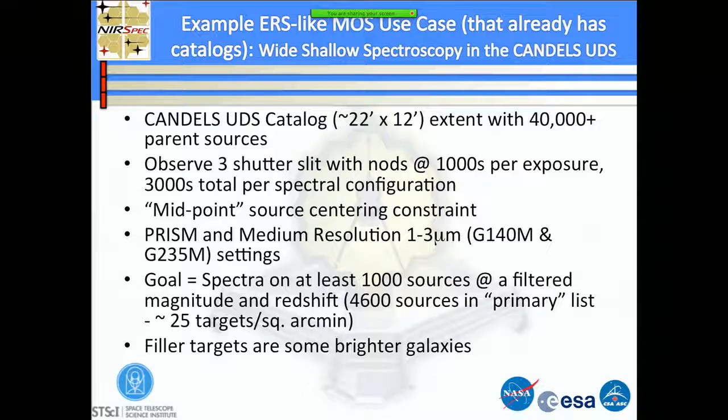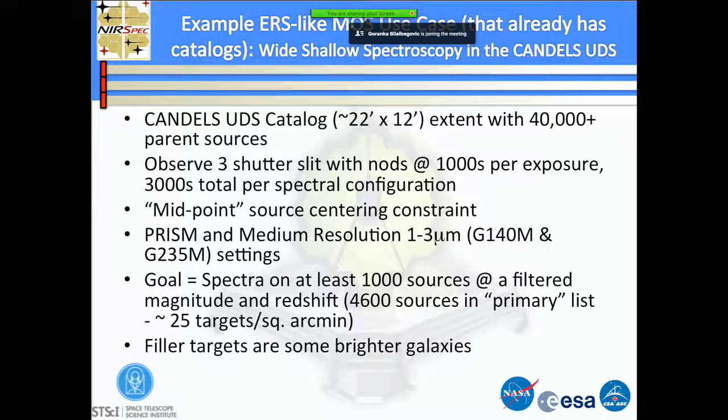So basically, in this plan, I'm observing a 3-shutter slit with nods at 1,000 seconds per exposure, 3,000 seconds total per spectral configuration. I'm using the midpoint source centering constraint under the assumption that my CANDLES sources are slightly extended and they don't need the really tight constraining limitation there. I'm using the prism, the short wavelength medium resolution gratings, and medium wavelength gratings at medium resolution to get 1 to 3 microns. So that's basically 3 spectral configuration settings.